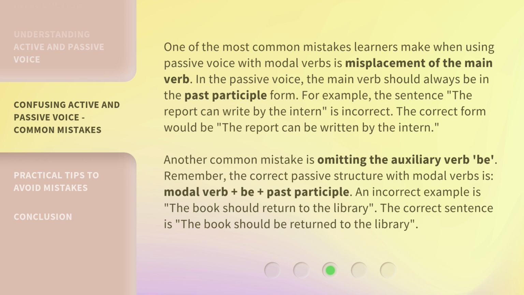Another common mistake is omitting the auxiliary verb, be. Remember, the correct passive structure with modal verbs is modal verb plus be plus past participle. An incorrect example is, "The book should return to the library." The correct sentence is, "The book should be returned to the library."